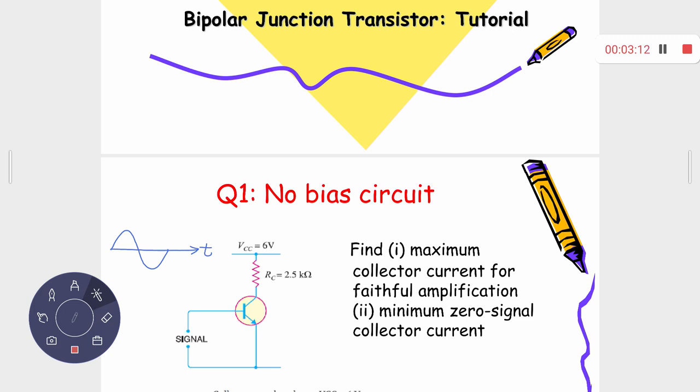Let's assume that VCE is equal to 0. If nothing is specified, you can consider VCE to be 0. That means from here to here, you don't have any drop. Typically, that drop is 0.1 to 0.2 volt, but if nothing is specified, 0. Under which case do you have the maximum collector current? Because the entire 6 volt will drop across this resistance. The resistance is fixed at 2.5 kilo ohms. 6 by 2.5, if nothing is specified. Let's check whether this involves any such value or not.